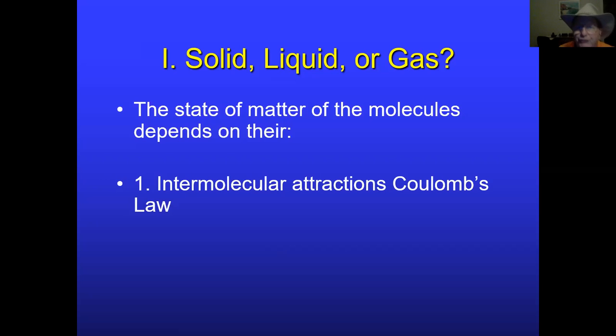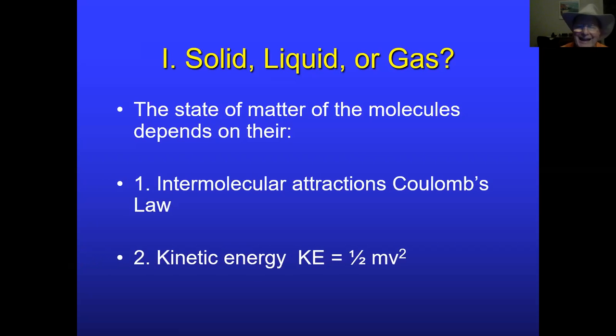So the state of matter is going to be dependent upon the intermolecular attractions. In other words, the force that one molecule has for the other. In other words, Coulomb's law. And it's also going to have to do with the kinetic energy. If we have something at a higher temperature, are the molecules moving faster or slower? Faster. They're moving faster. So we have more movement of those molecules.